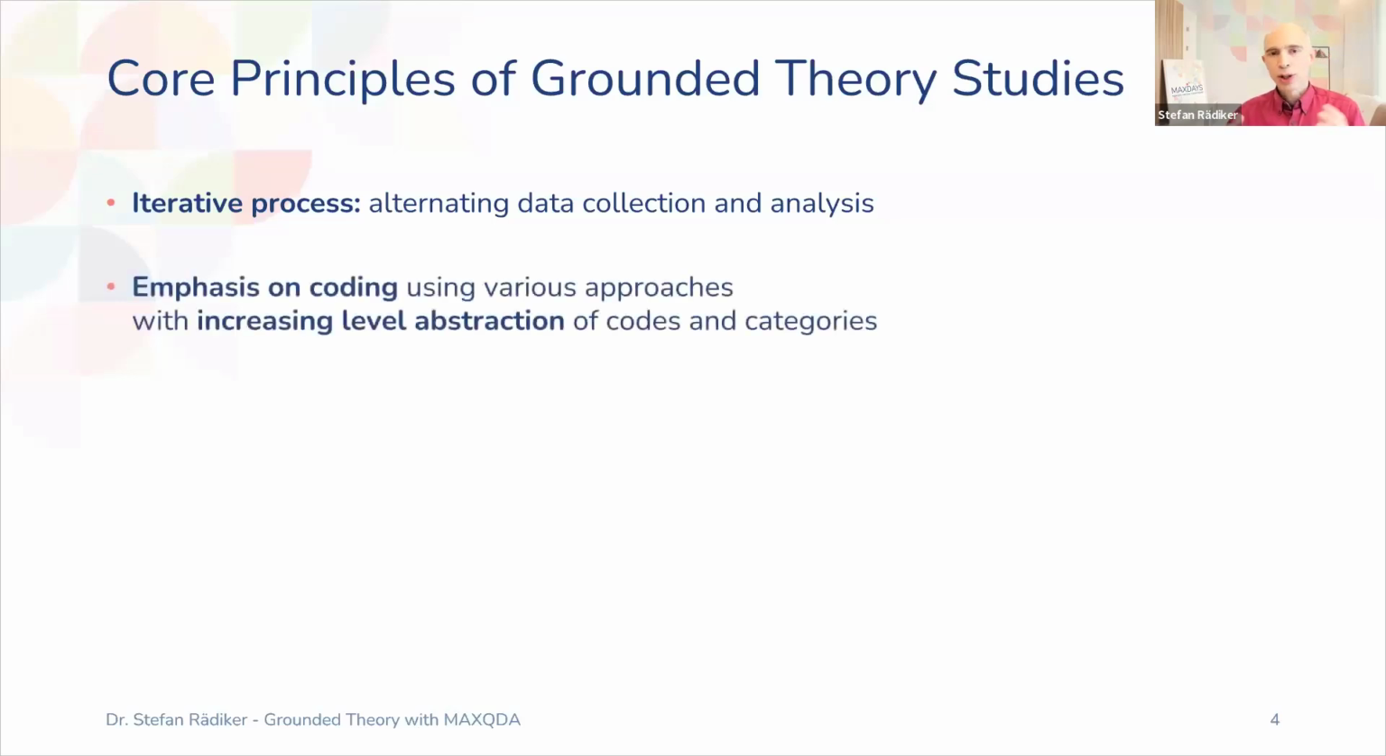And then coding plays a crucial role in grounded theory studies. No matter what approach you are following, the main idea is often that you start with low-level abstract codes, and they develop further to higher-level abstract codes and categories, for example, to core categories when you're following Anselm Strauss and Juliet Corbin, or Juliet Corbin's latest approach on grounded theory.